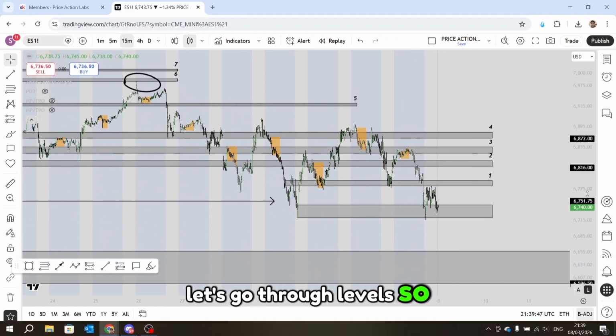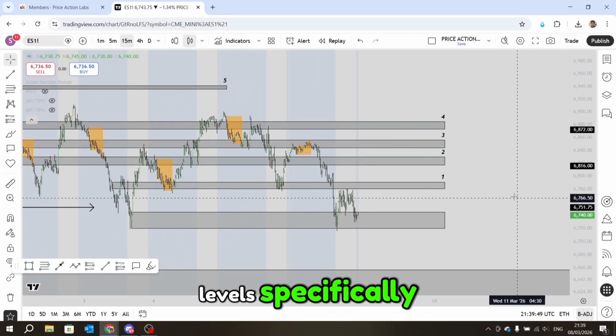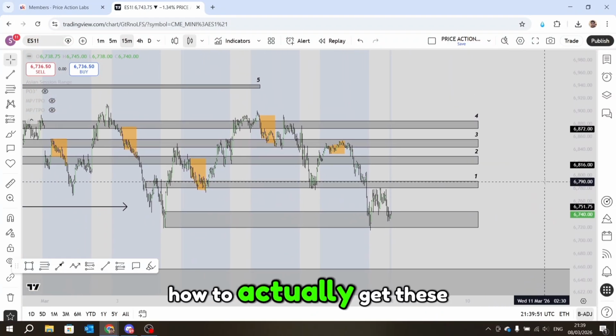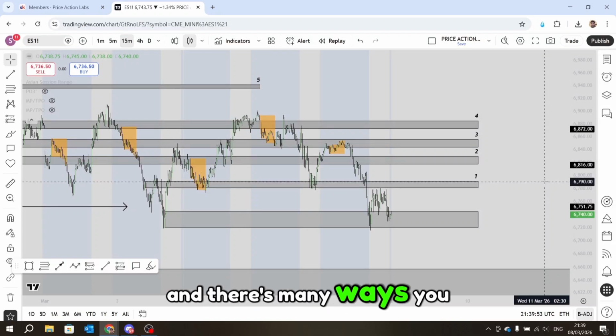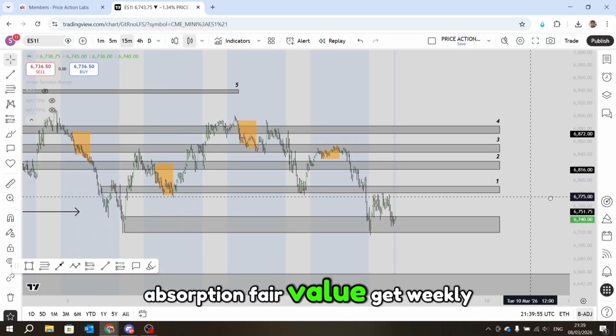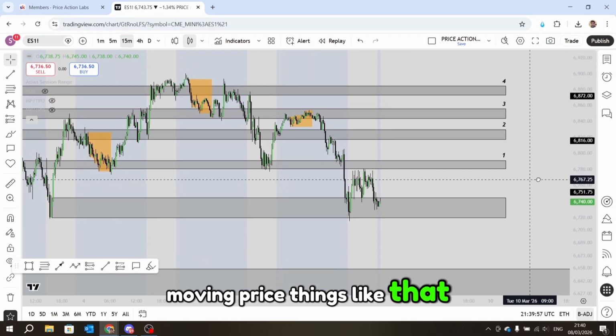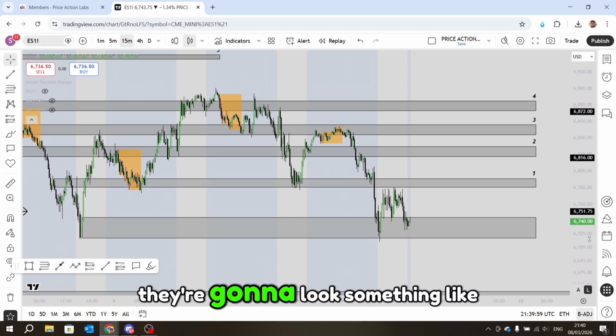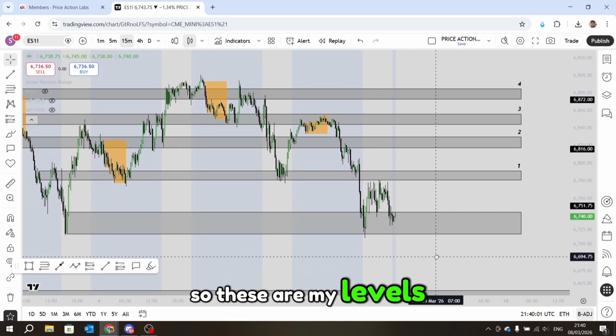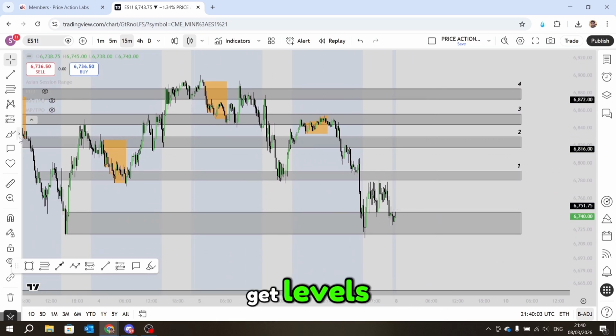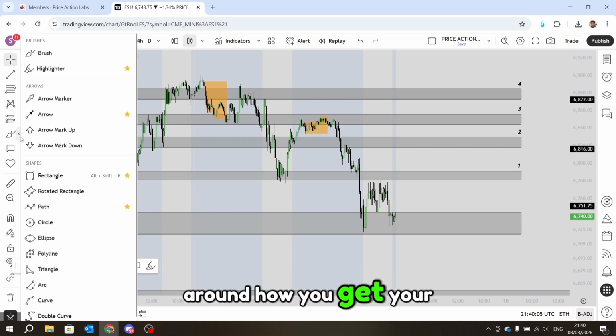Levels. So levels specifically. You need to know how to actually get these, not just copy mine. There's many ways you can get levels: absorption, fair value gap, weekly opening price, things like that. In terms of your levels, they're going to look something like this. So these are my levels. There's different ways to get levels, and you need to have rules around how you get your levels.